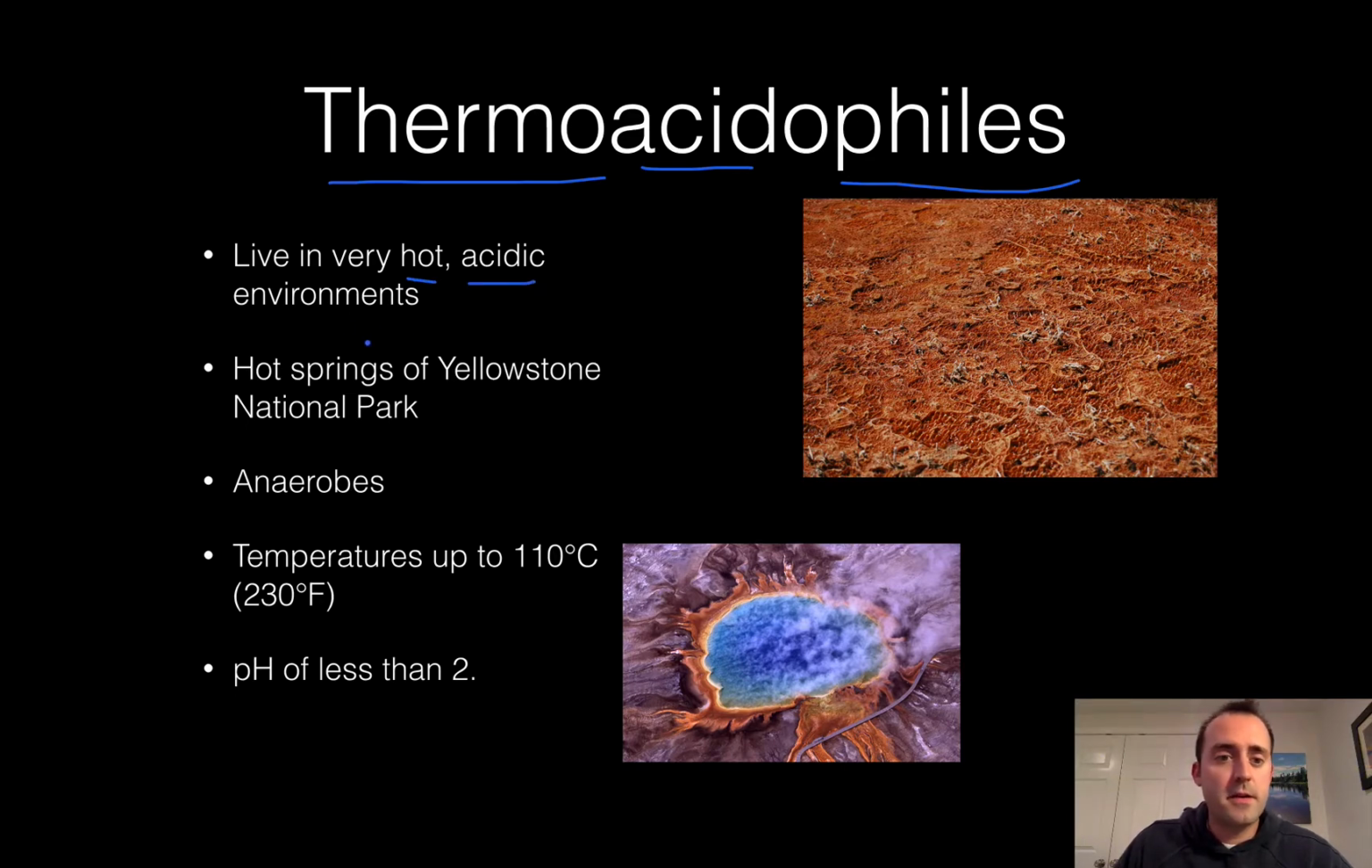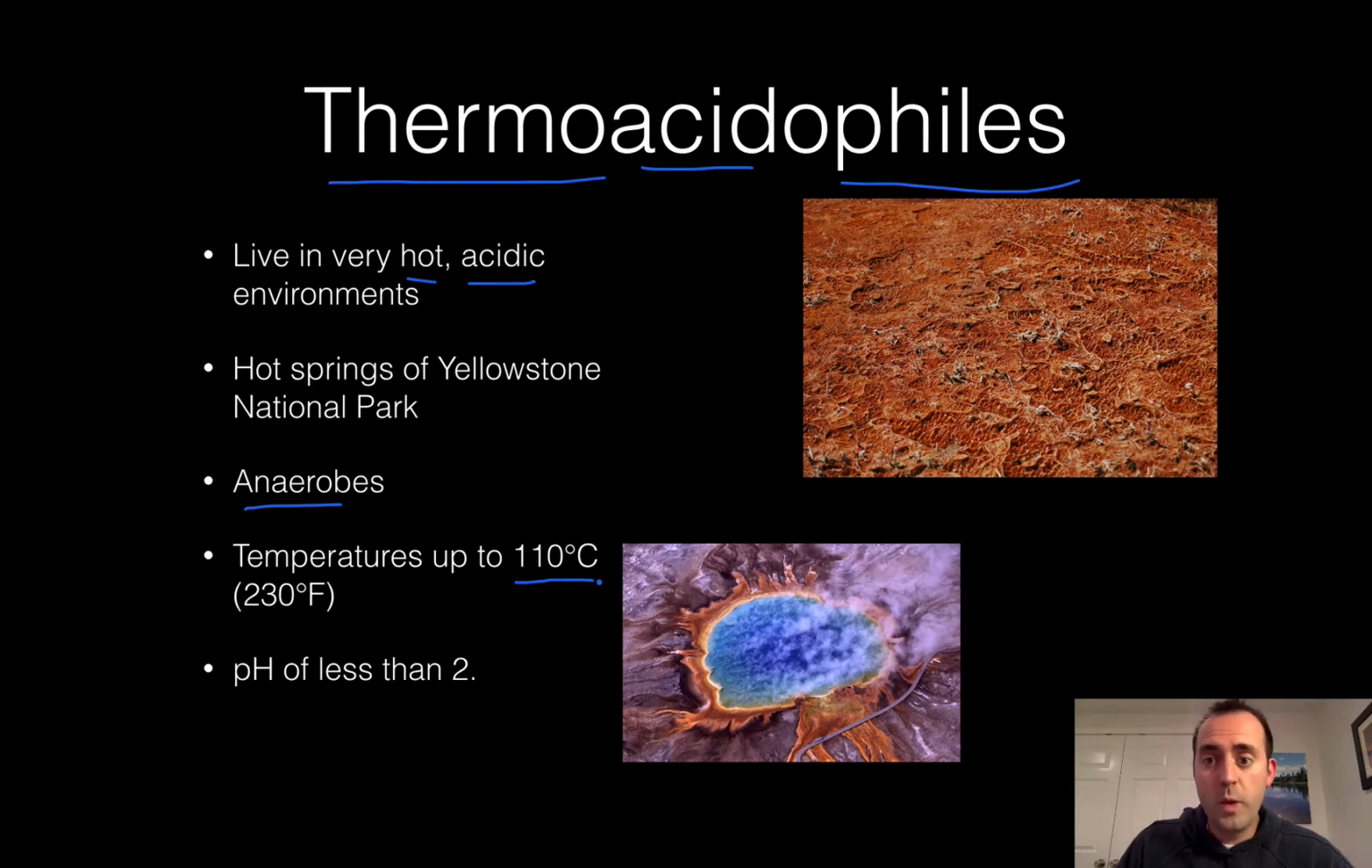You can find these bacteria growing in the hot springs in Yellowstone National Park, like right down here. What gives this hot spring its color on the edges is these Archaebacteria, these Thermoacidophiles that live there. They're also anaerobic, which means they don't use oxygen. But what's fascinating about these bacteria is that they can withstand temperatures up to 110 degrees Celsius.